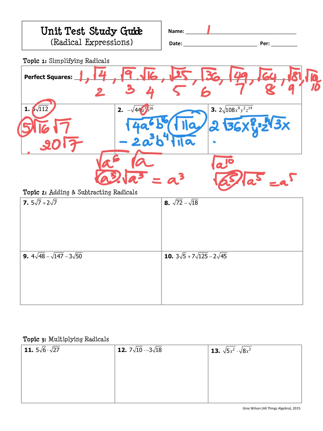So I have 2. Square root of 36 is 6, so 2 times 6 will be 12. x to the 8, the square root of x to the 8 will be x to the 4. y to the 2 will be just y.